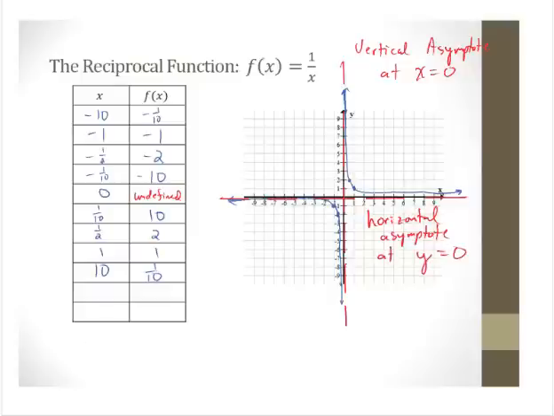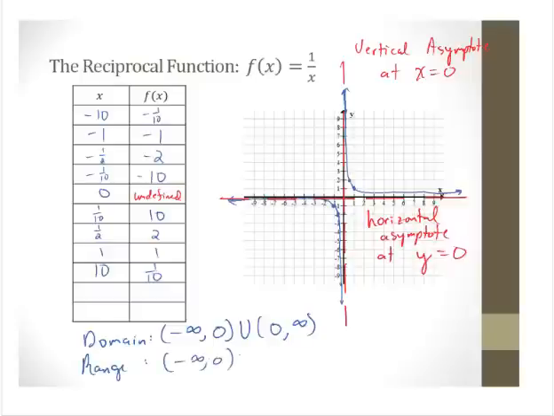The domain of this function is a little tricky to write. The domain goes from negative infinity to 0 and then union 0 to infinity. So it skips over 0, but everything else is included. And the range is exactly the same for this function. Negative infinity to 0, union 0 to infinity.